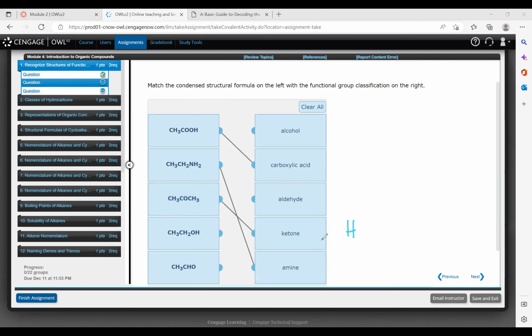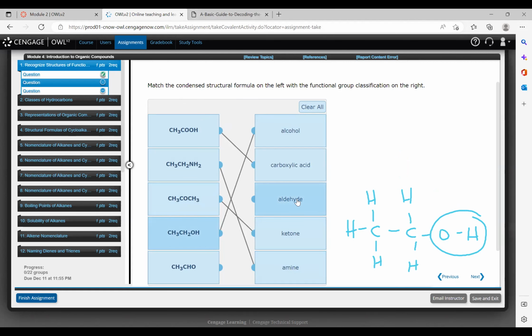So CH3, CH2, OH. Again, we have single bonds and we have this OH group. That is our alcohol.